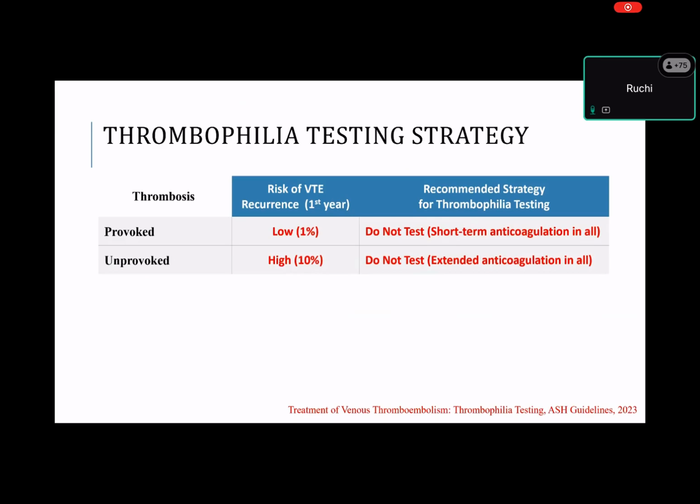So the basic testing strategy, which is integrated with how to test and with management, states that if it is a provoked thrombosis, meaning that कि अगर आपको पता है कि patient has undergone a major surgery and he's been bedridden, or there are other strong risk factors because of which the patient has developed thrombosis, once that risk factor is removed, the risk of VT recurrence is very low.